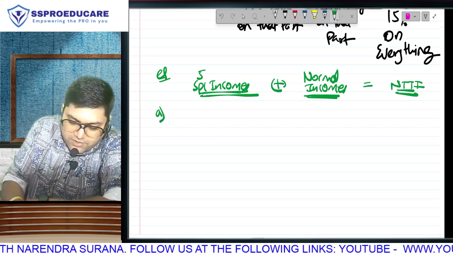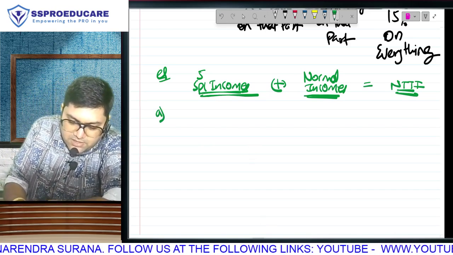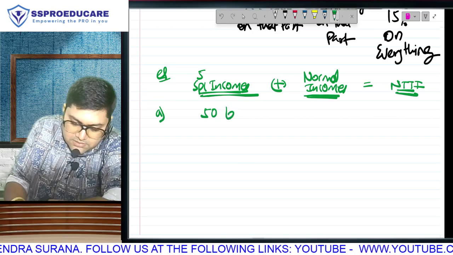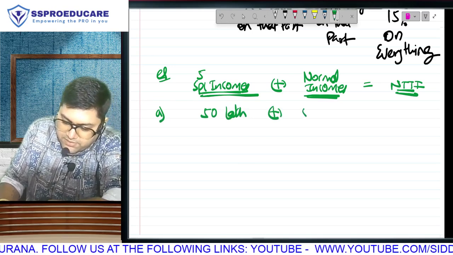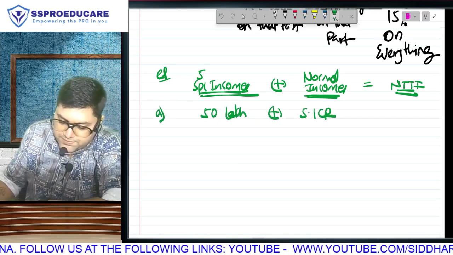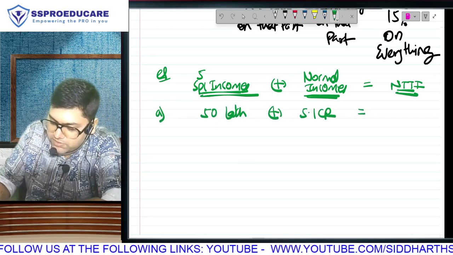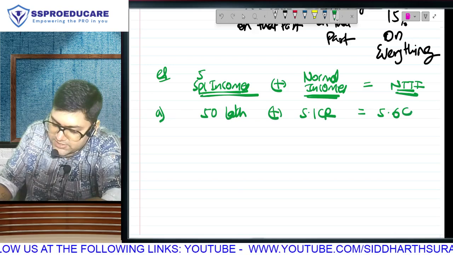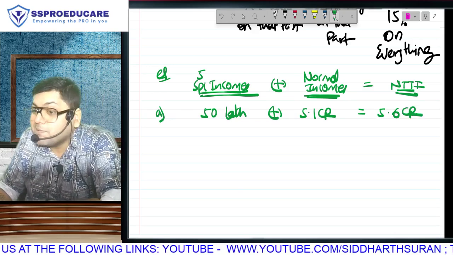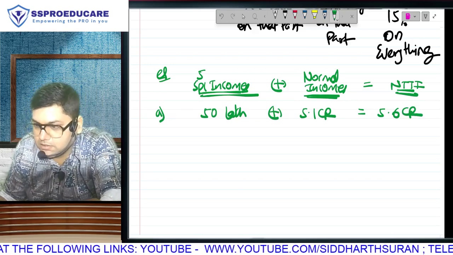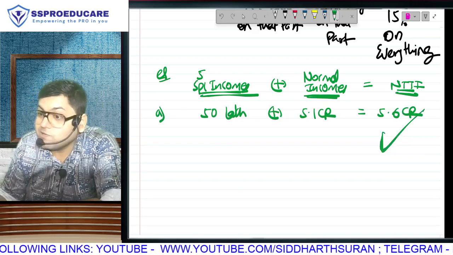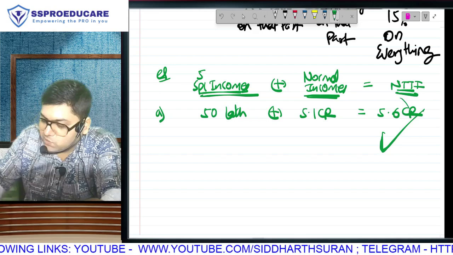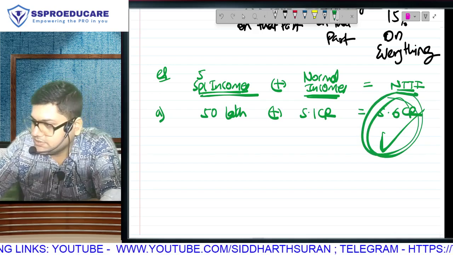Supposingly, my special incomes are 50 lakhs and my normal income is 5.1 crore. So what is my total income? 5.6 crore. Step number 1, check NTTI. Is NTTI exceeding 2 crores? First look at this and decide the surcharge.